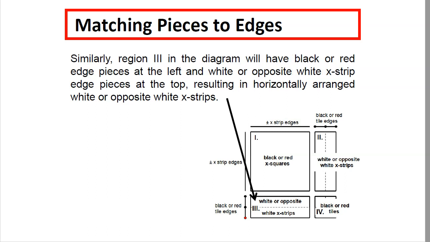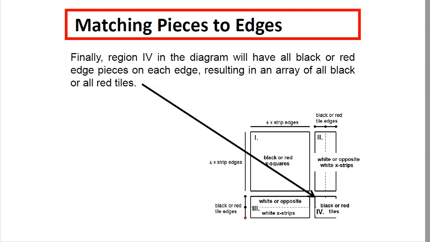Similarly, region 3 at the bottom left has black and red edge pieces at the left and plus or minus x strip edge pieces at the top. And then finally, region 4 corresponds to black or red edge pieces at the left and black or red edge pieces at the top.